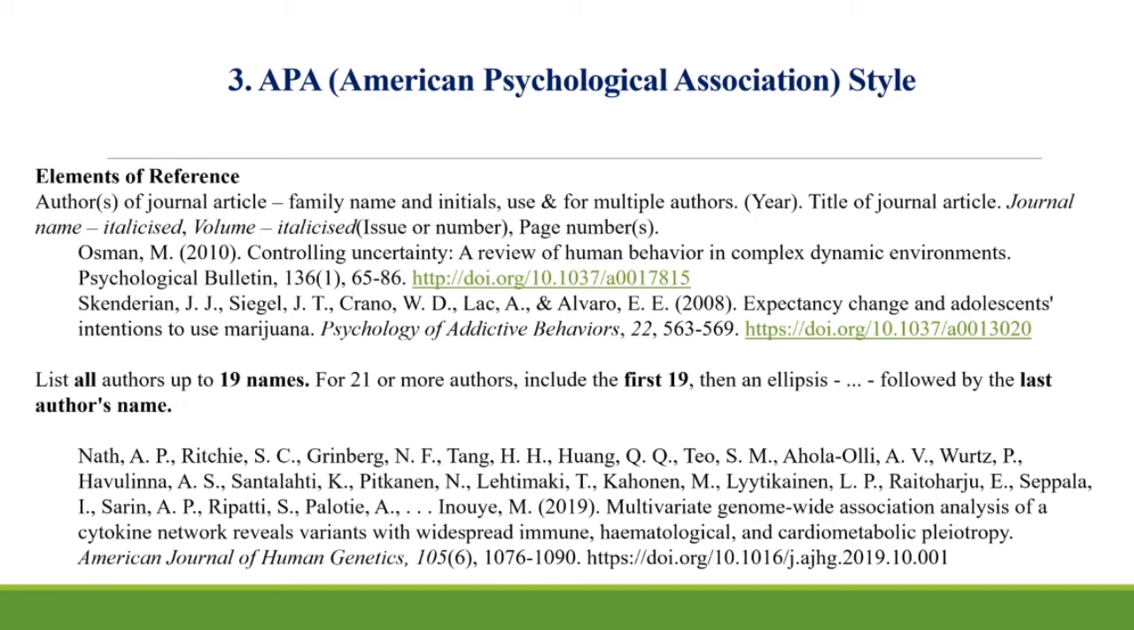But you have seen how they have done it. You put dots, and then the last author's name. In other words, there are more to be included, but they have just stopped at 19 and included the last author at the end of the list of authors and put the 2019 over there.